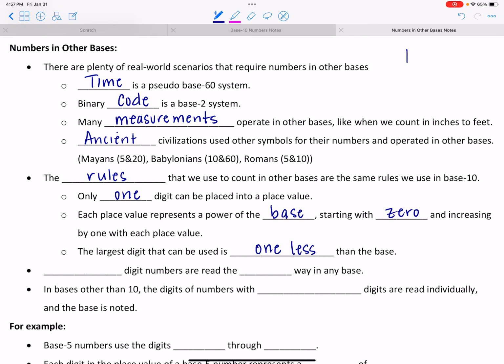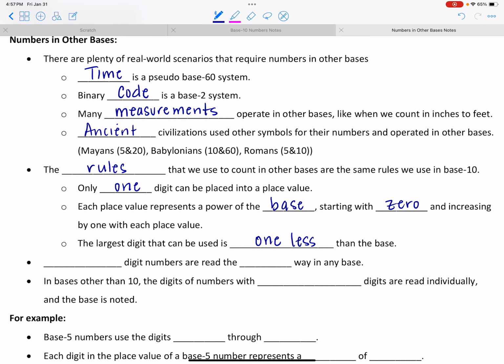So again, think about our base 10. We use the digits 0 through 9. So if I was operating in, let's say, base 5, then I'm using the digits from 0 to 4. Okay, so in different bases, we have to restrict the digits that we're using. Now, if I'm looking at a single digit number, a single digit number is the same in any base. So single digit numbers are the same in any base.